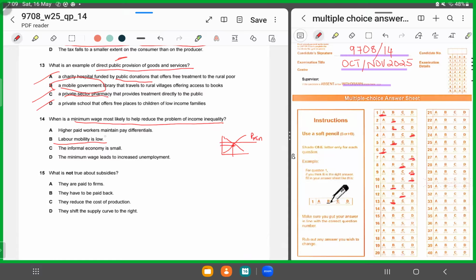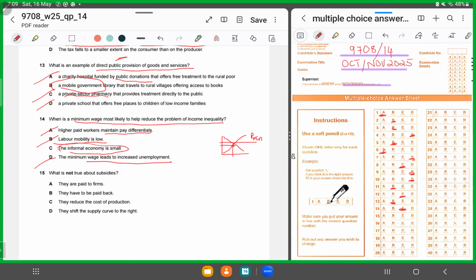Higher paid workers maintain pay differentials. Again, if there exists a lot of disparity between higher income groups and lower income groups, it would be of no use. If the minimum wage leads to increased unemployment, then what's the point in establishing a wage rate if more people are again laid off? So when would it be effective? In which the informal economy is small. Informal economy means that you have an idea regarding how many people are unemployed. You have the exact report. There's no underreporting, right? So this would be helpful. So for 14, we'll shade in C.